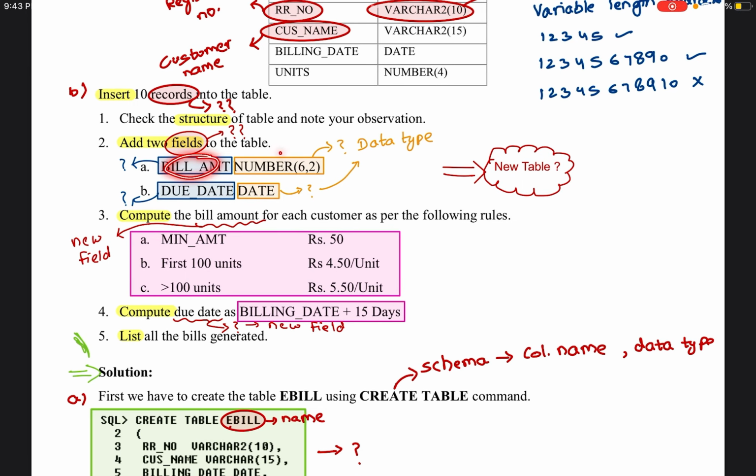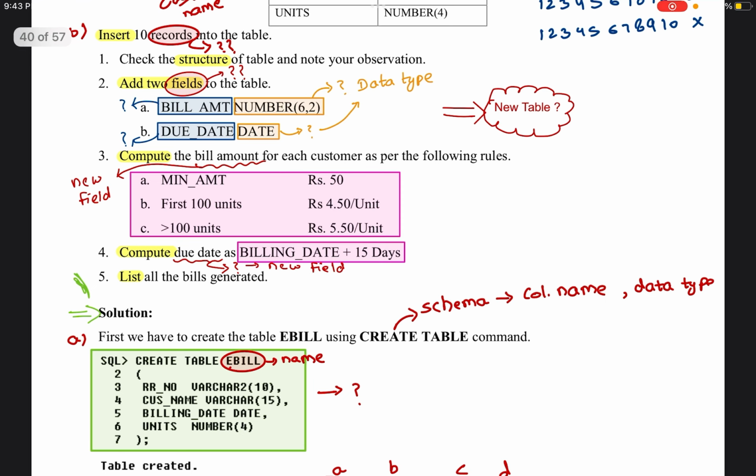Okay, this is for your revision. When you revise, try to understand these things. Okay, so after adding 2 fields, we need to check our table, whether we have successfully executed the queries and we have added the 2 fields or not. Fine. Third one, compute the bill amount.